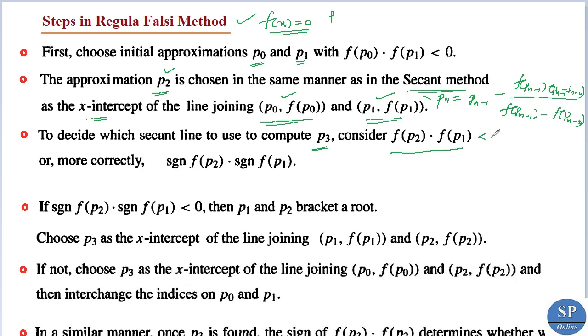If this is less than 0, we can say that f of P2 and f of P1 are of opposite signs. Or we can just check the sign of f of P2 and the sign of f of P1. If sign of f of P2 into sign of f of P1 is less than 0, then we can say that P1 and P2 are of opposite signs. That means the actual root lies between the points P1 and P2. So in that case, we can choose P3 as the x-intercept of the line joining P1, f of P1 and P2, f of P2. That is, if sign of f of P1 into sign of f of P2 is less than 0, or f of P1 into f of P2 is less than 0.